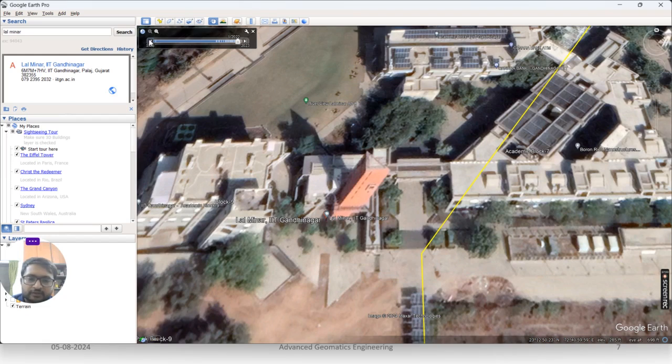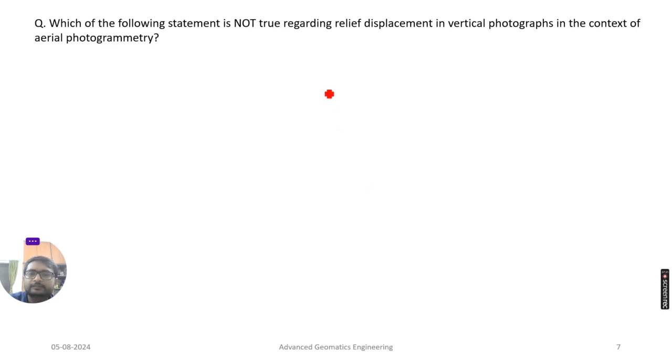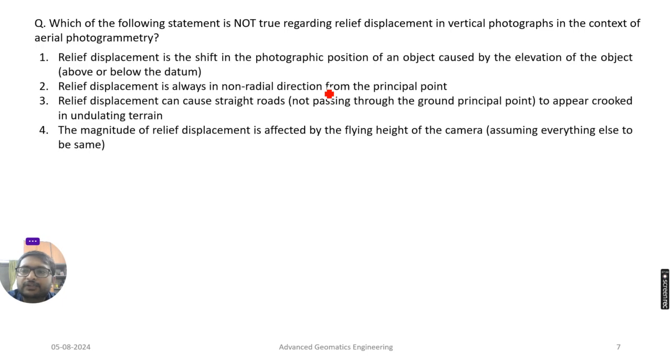So this is how it will look, because we are not capturing the image exactly at nadir. It has a little bit of angle. Because of that, we are getting this kind of view, and objects appear elongated. This is known as relief displacement, and using that concept, we can find out the height of the objects. I think all of you have gone through that concept during the lectures. So now regarding that concept, which of the statements is not true?